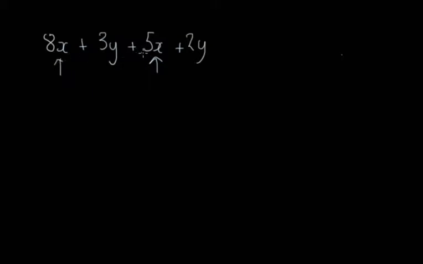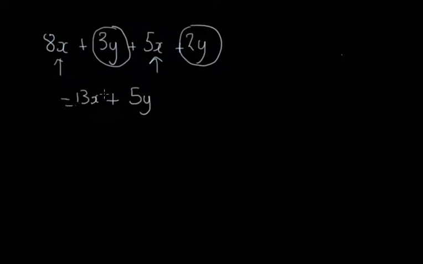We've got 8x and 5x. 8 add 5 is 13. So we've got 13x. That means we've got 13 of these things, x. And then we've got 3y and 2y. 3 add 2 is 5, so we've got 5y. This is the most simple form of this expression.